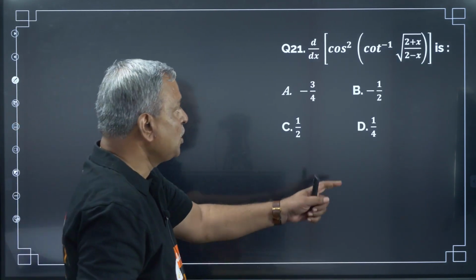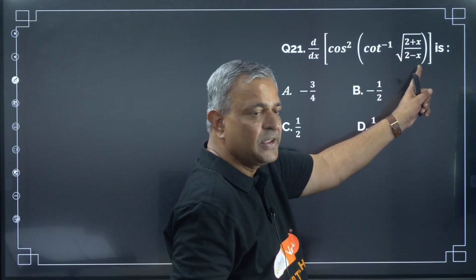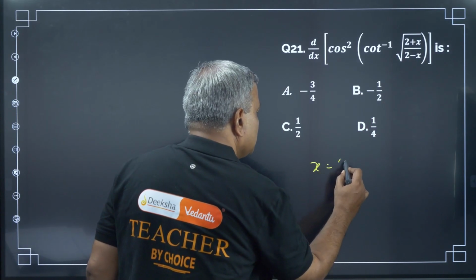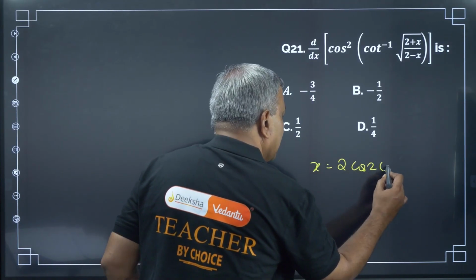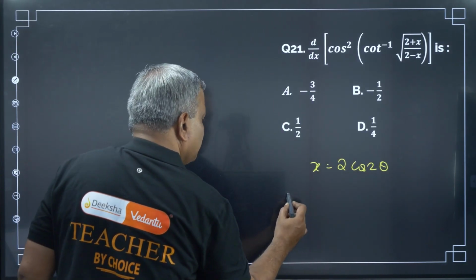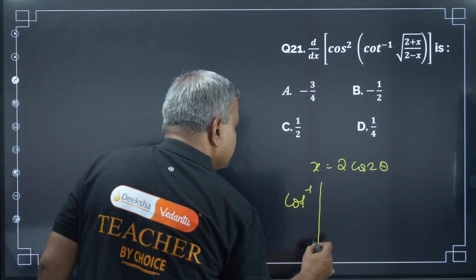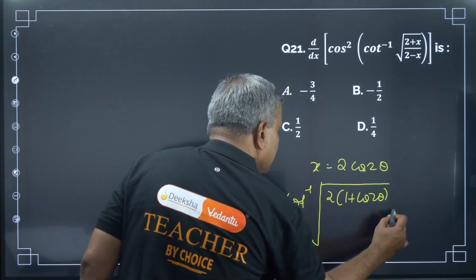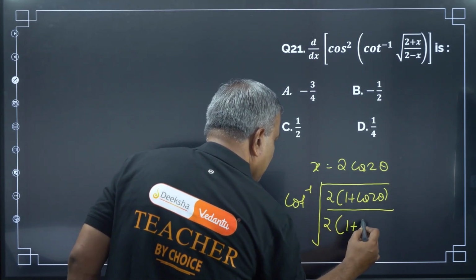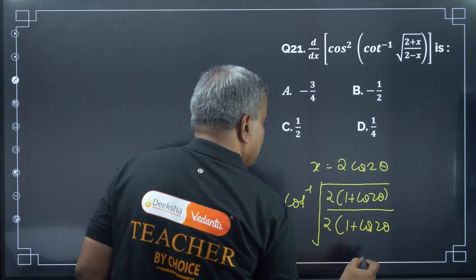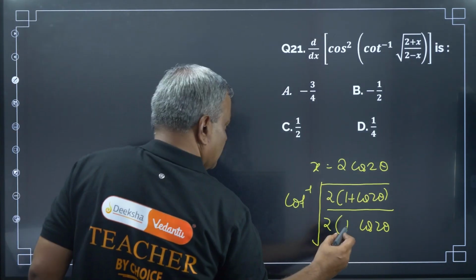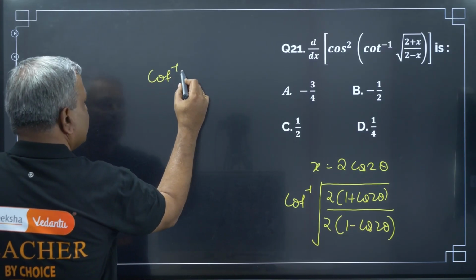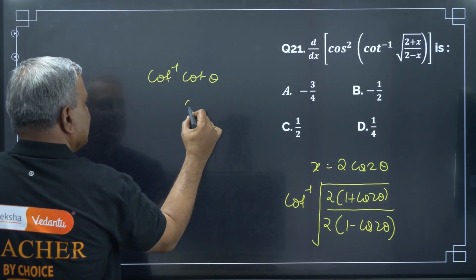Question 21 is again a tricky problem. Under root (2 plus x) by (2 minus x) is given to you, which clearly indicates that you have to substitute x equal to 2 cos 2 theta. Once you substitute it, it becomes cot inverse of root of 2 common, 1 plus cos 2 theta by 2 times 1 minus cos 2 theta. Sorry, 1 minus cos 2 theta. So basically what we are getting is cot inverse cot theta, you get theta.